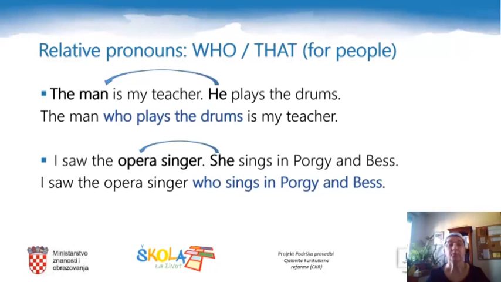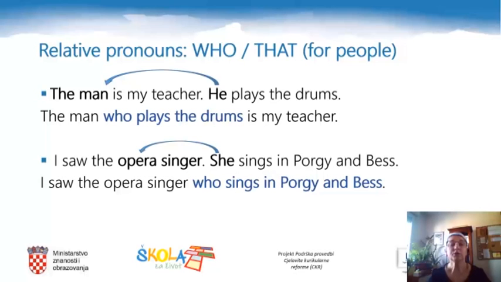We can put 2 sentences, each with 1 piece of information, into one by adding the relative pronoun, and we will get a nice sentence in which a relative clause defines the noun, which is the subject. Look, the man is my teacher. He plays the drums. Doesn't it sound better if we say, the man who plays the drums is my teacher?